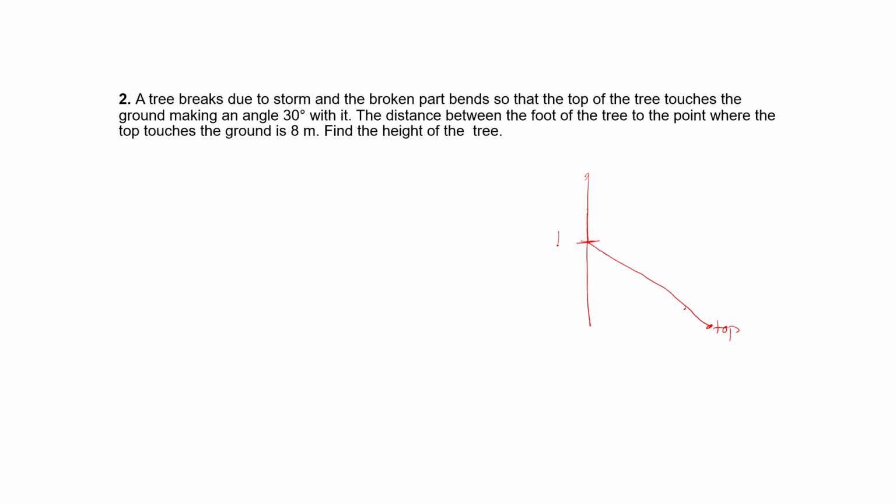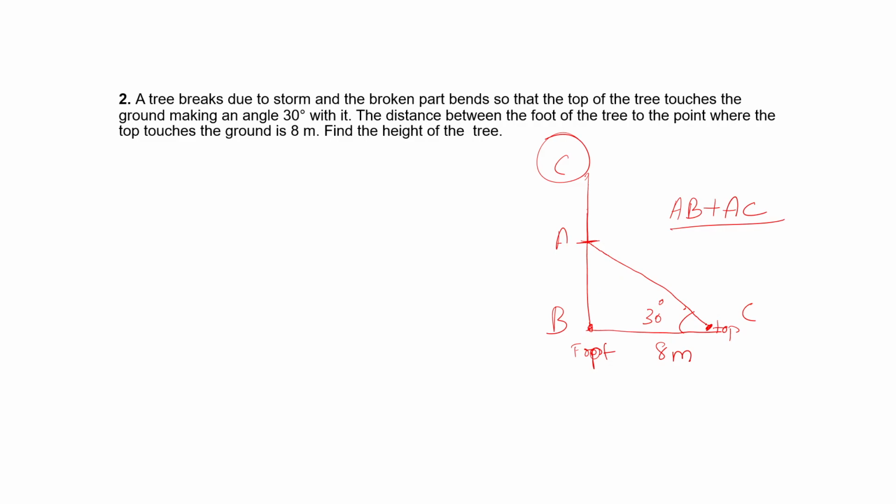Okay, suppose I am saying ABC, C is the top of the tree previously, now it breaks at A, so the C touches the ground. So the distance between the foot of the tree to the point where the top touches the ground is 8 meter. So the foot of the tree is this one, and the top touches the ground. This distance is given as 8 meter, and this makes an angle of 30 degrees. So we have to find the height of the tree. So what is the height of the tree here? We have to find AB plus AC, because that is the total height of the tree.